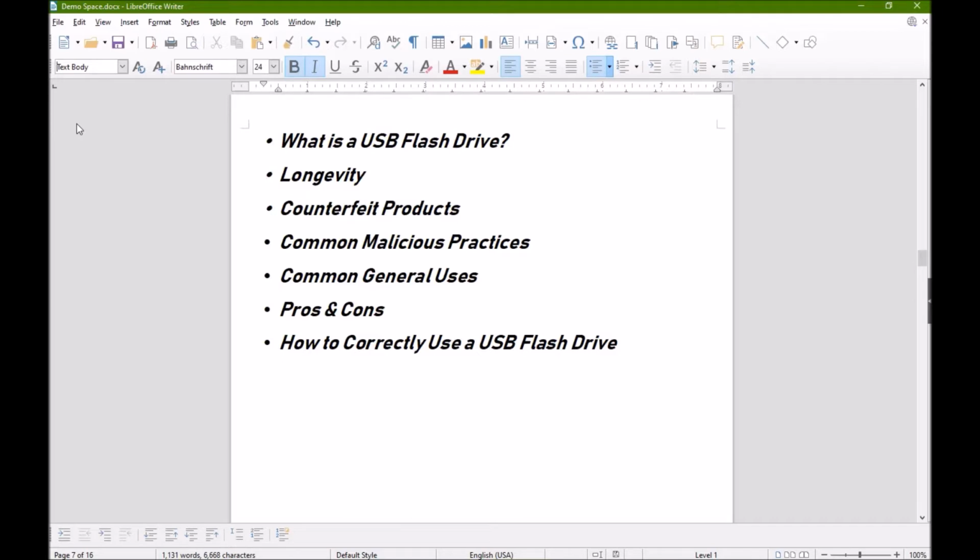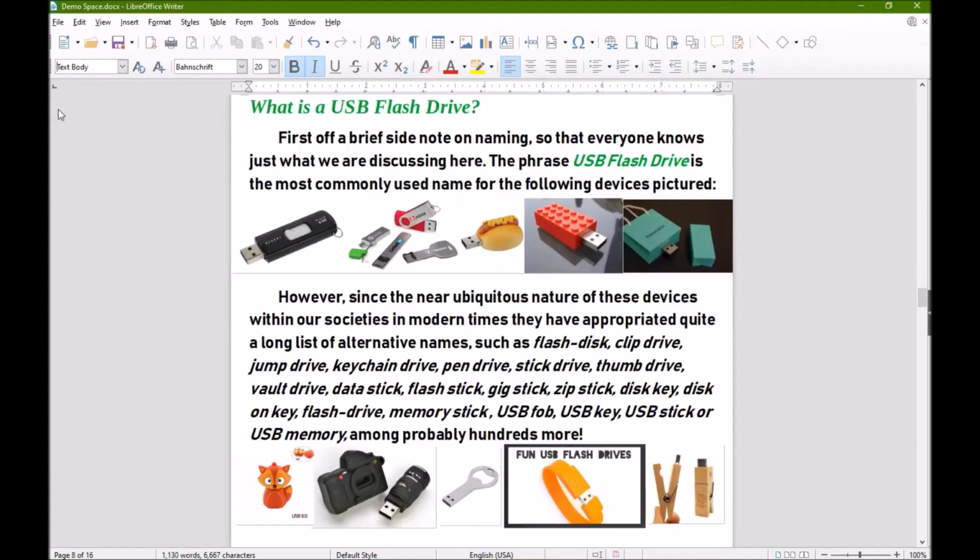Today's topic is USB flash drives. We are going to cover 7 main points. What is a USB flash drive? Longevity, counterfeit products, common malicious practices, common general uses, pros and cons, and how to correctly use a USB flash drive. So, what exactly is a USB flash drive?